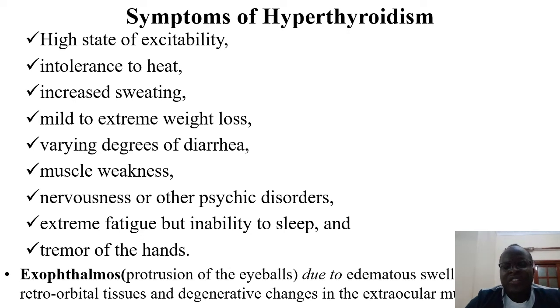If the surrounding environment is very hot, there will be intolerance to heat because you will still be producing a lot of thyroid hormones that will increase the basal metabolic rate. If the basal metabolic rate is increasing, the body temperature will also increase. So there will be intolerance to heat. Maybe if the surrounding is just slightly hot, then you'll be feeling very hot because your body is also producing a lot of heat in itself.